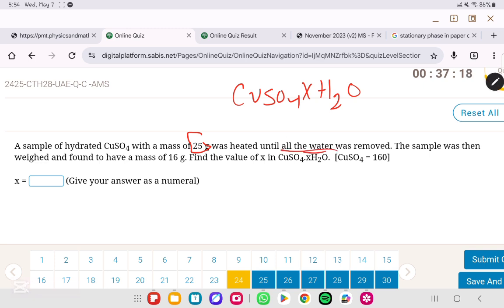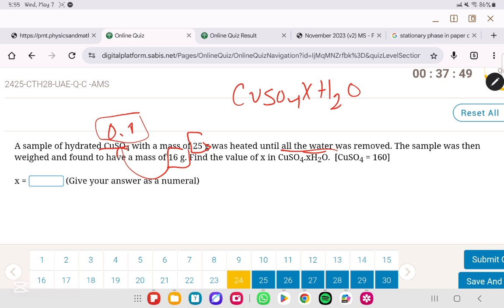So what's the remaining mass? The remaining mass is 16 grams of what? 16 grams of CuSO4. So let's find the number of moles of CuSO4 in this thing. It's going to be 16 over 160, which is 0.1. I said molar mass, I meant number of moles. So we found what? We found the number of moles of the CuSO4 in this compound.